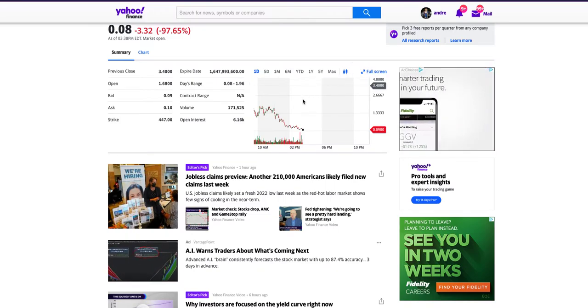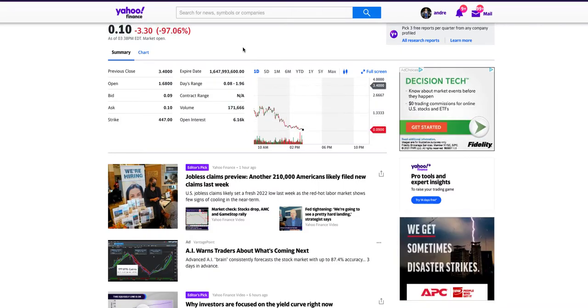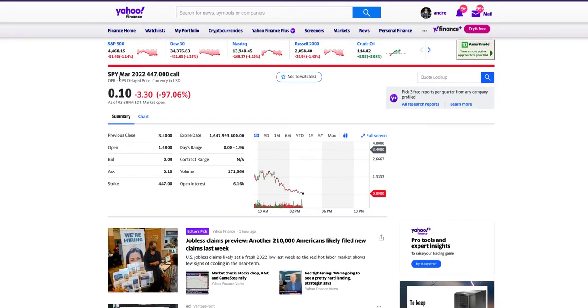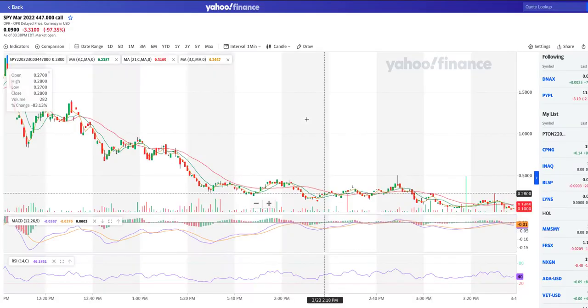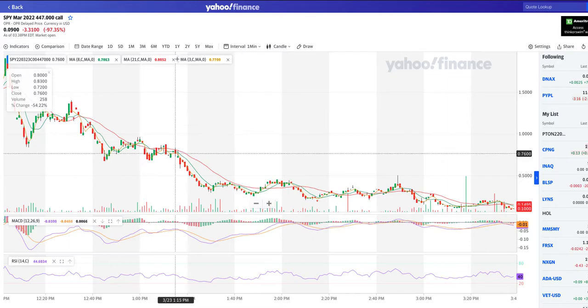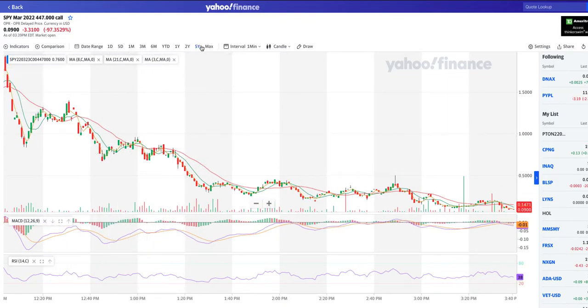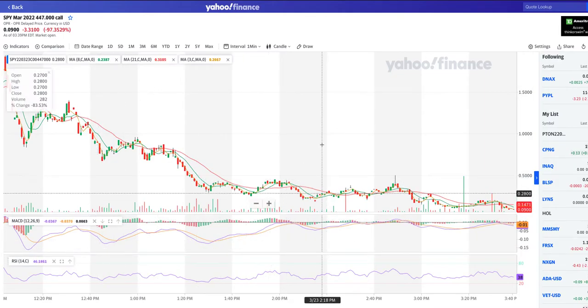You're going to go here. This is the chart for the option. This is the call option on a SPY for $447 ending March 25th. Now you're going to go to your full screen here. What do I have here? 3 MA, 8 and 21. Now, I have the interval as 1 minute, and I have the MACD and RSI. It's pretty much standard stuff.